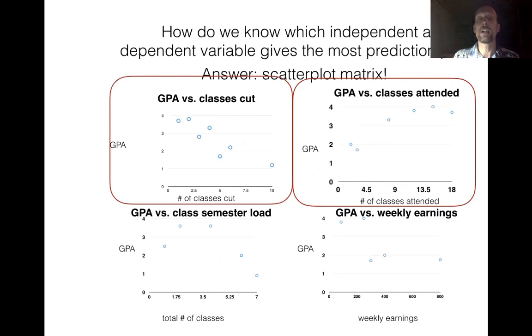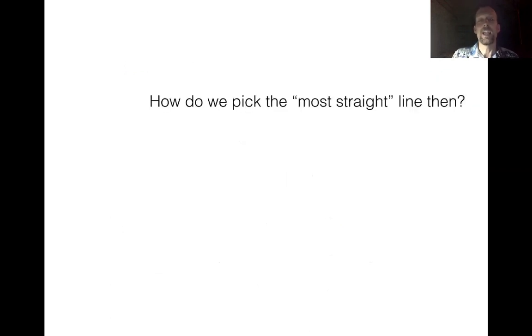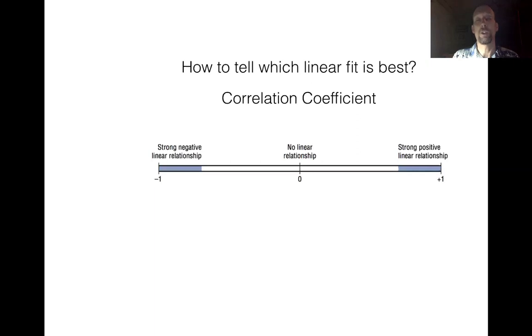Okay, if we go back to our scatter plots that we had before, it looks as though number of classes cut and number of classes attended might be the best candidate independent variables for us to use. But what if you had maybe 5 or 6 scatter plots and they all had pretty close to straight lines when you were looking at the position the dots were in? How would you figure out which one to use? And the answer to that is with something called a correlation coefficient, which we're going to soon call R. That's going to be the abbreviation.